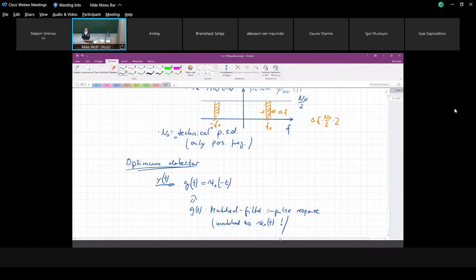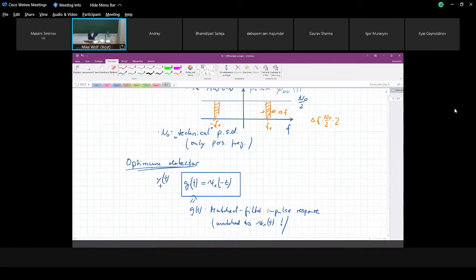The main purpose of this filter is to collect the energy in the best way of the received pulses and to reject noise in the best way. This is the purpose of this matched filter. It gives the best possible signal to noise ratio at the sampling time. So now we sample the output of this filter. So this is the filter, yeah.